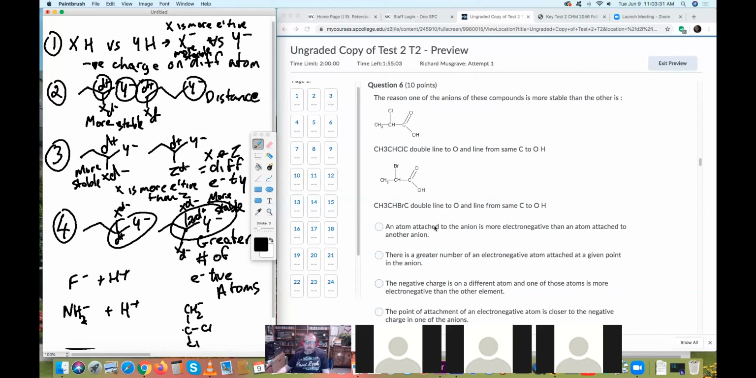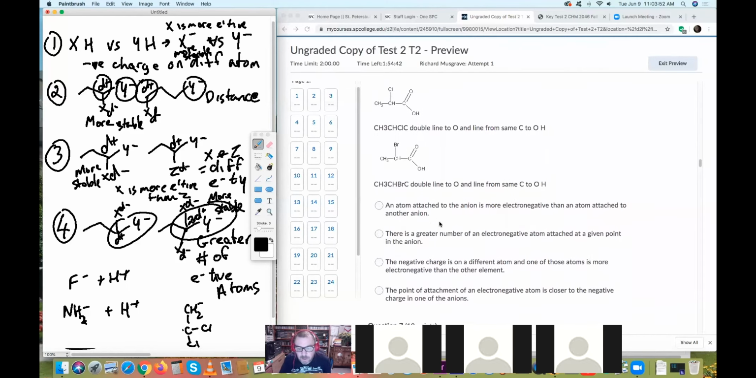Is that scenario 3? It is, because the negative charge will be on the oxygen in each case. So it's not scenario 1. And they're in the same place, so it's not scenario 2. And they have the same number of atoms, so it's not scenario 4. So that only leaves scenario 3, which means we've got a different atom on each one. And the scenario would match that.